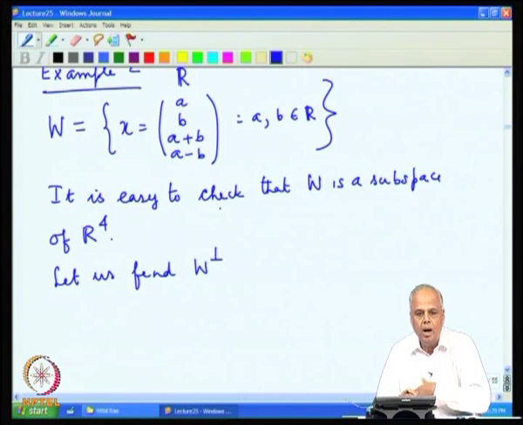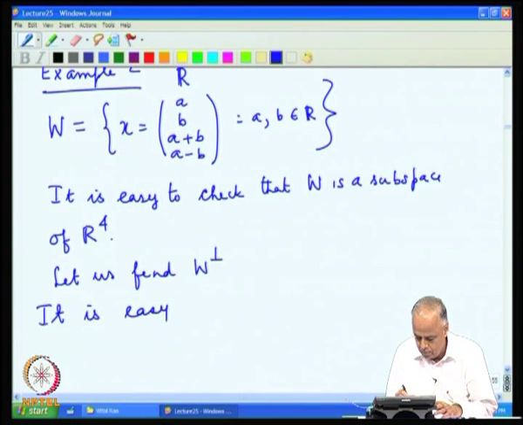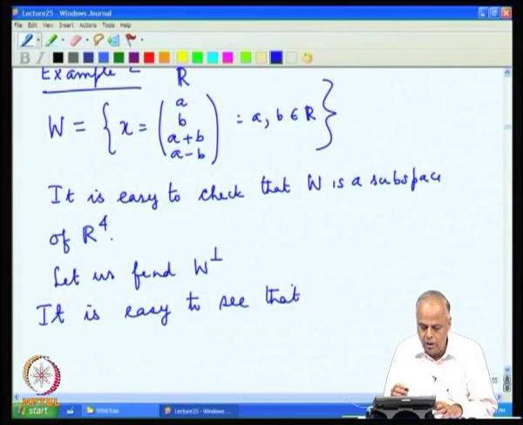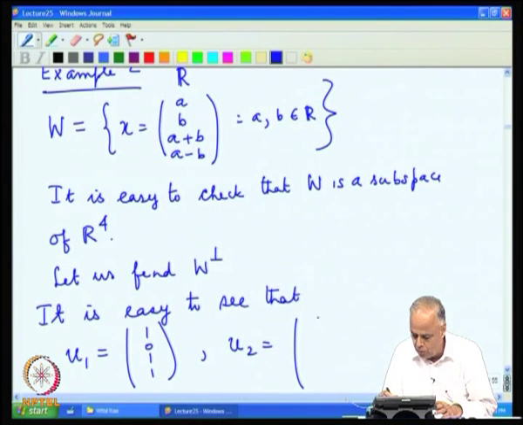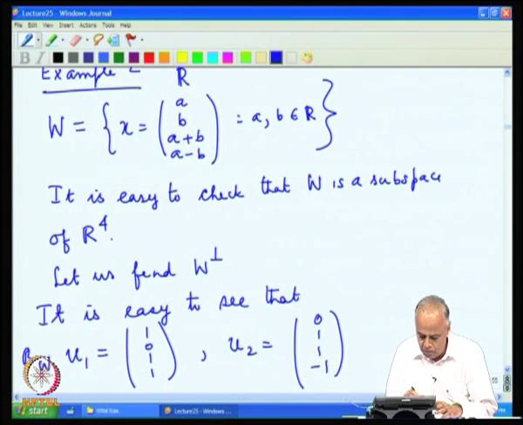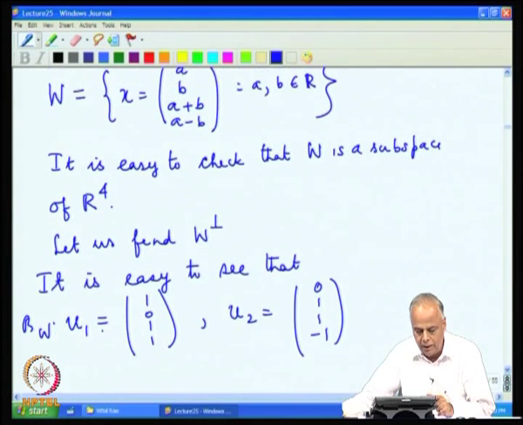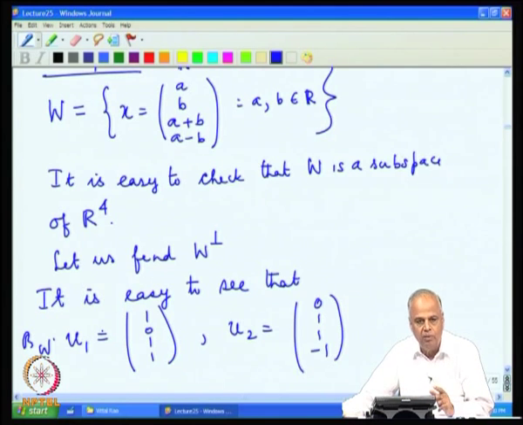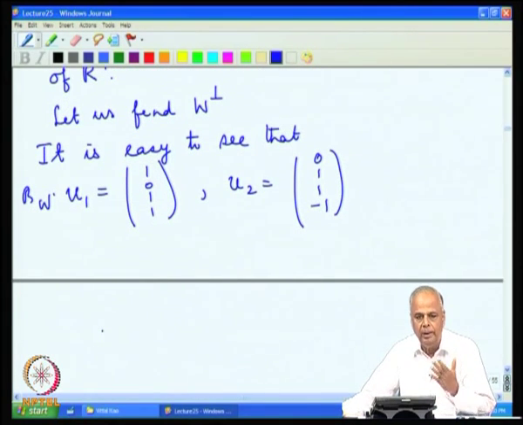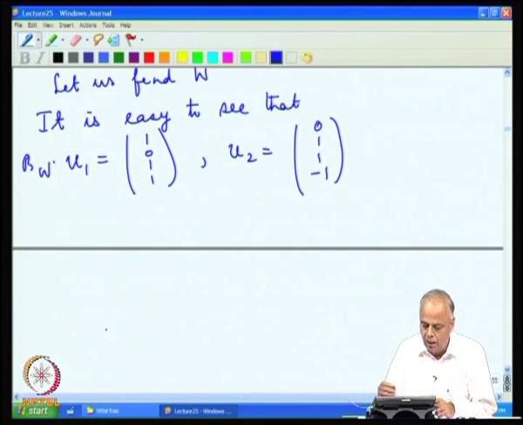Now, again as before, in order to find the orthogonal complement we first find a basis for W and then look at all those vectors which are orthogonal to each one of these basis vectors. So, to this extent we will now go and find a basis for W. From the structure it is easy to see that if I take a equal to 1 and b equal to 0, I get this vector (1, 0, 1, 1), and if I take a equal to 0 and b equal to 1, I get this vector. These vectors are in W, they are linearly independent, and any vector in W is of the form a times u1 plus b times u2, so they span W, and therefore they form a basis.